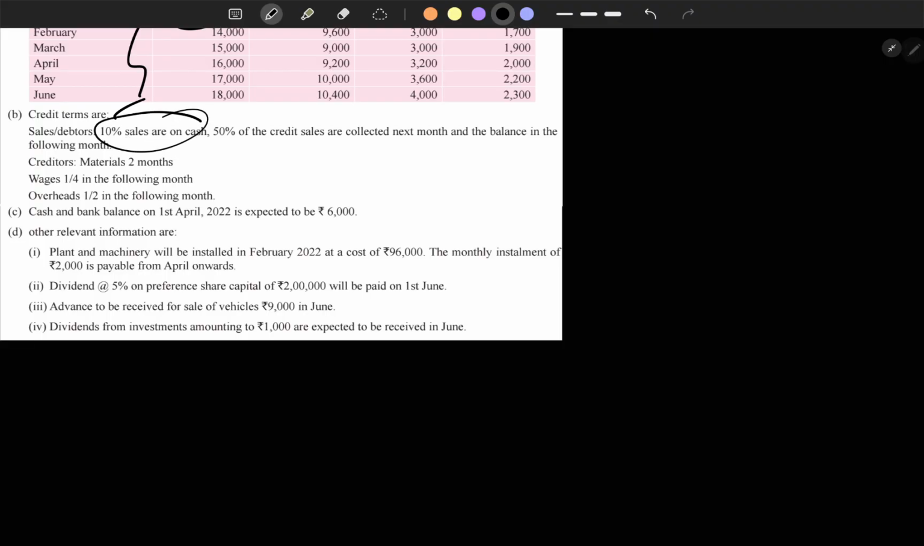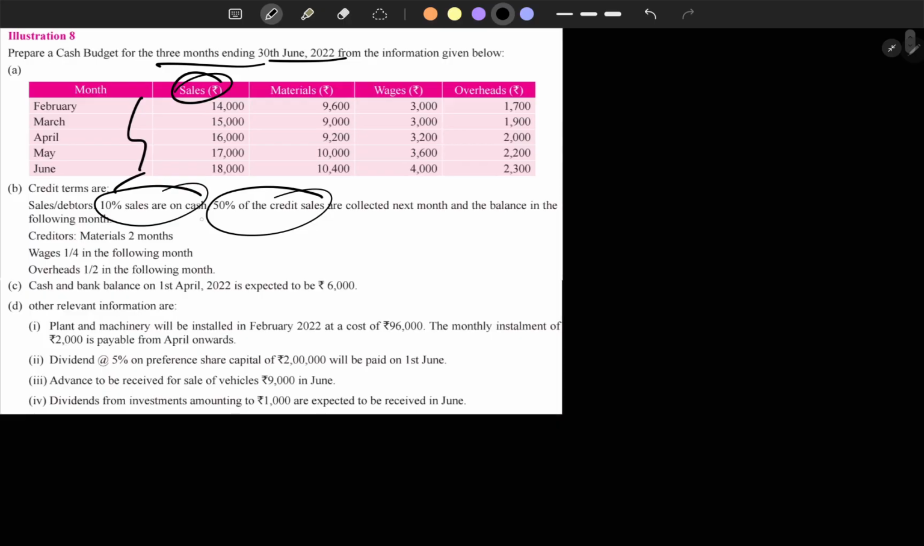sales are on cash, right? 50 percentage of credit sales are collected by next month, and the remaining 50 percentage in the subsequent month. So this is what they are conveying.